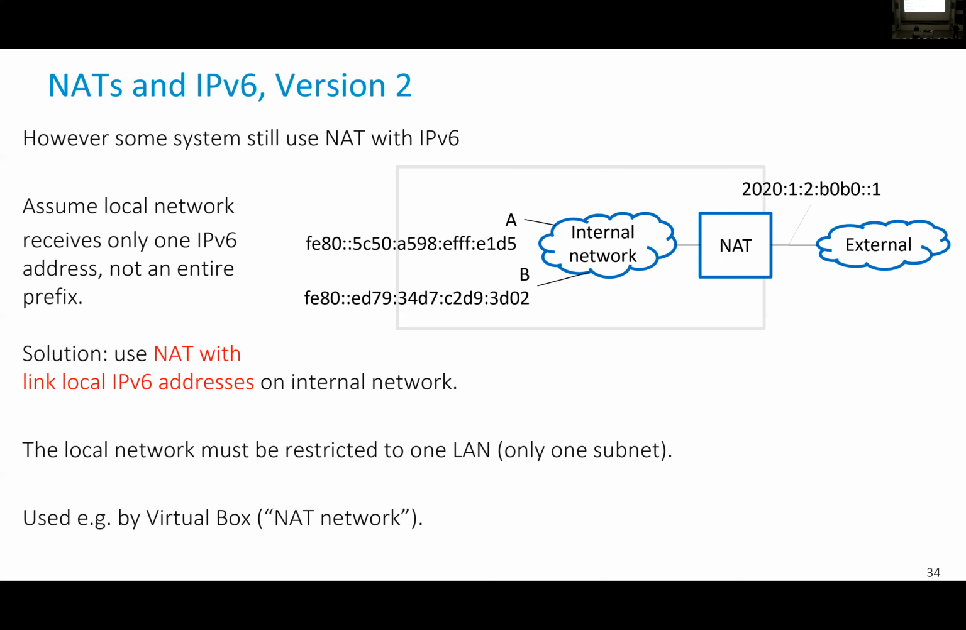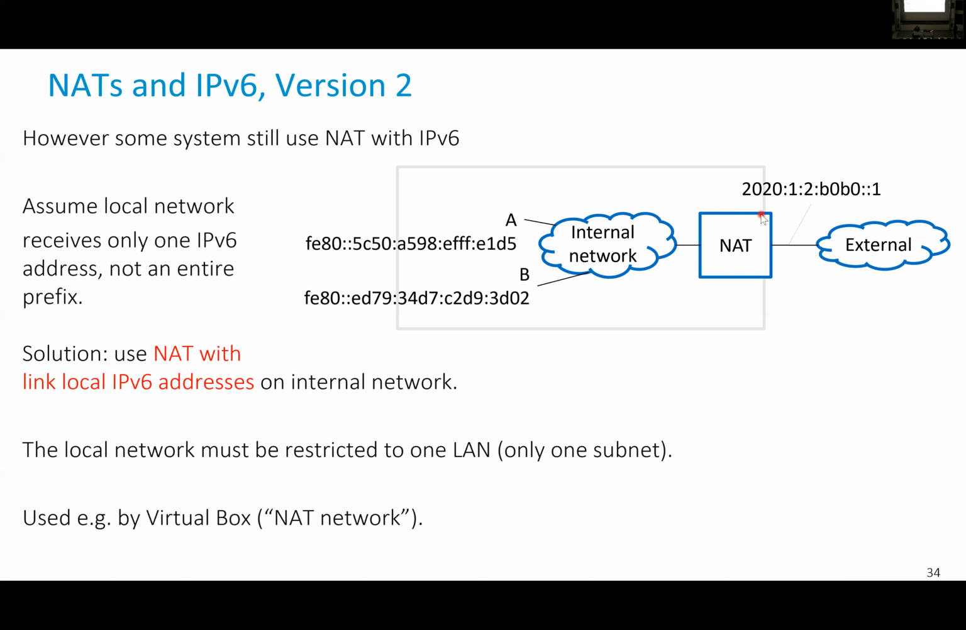Now for VirtualBox, perhaps we can post a ticket to say we would like to have a prefix, not an address, but this is not usual, because you're not supposed to be doing a network when you're moving around with your mobile device on a Wi-Fi network. So you receive just one IPv6 address. So in VirtualBox, we still need a NAT.